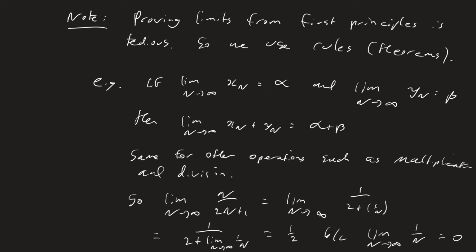This means that computing the limit of n on 2n plus 1 reduces to just computing the limit of 1 on n. And the limit of 1 on n is very easy to show is just 0. So once you've computed the limit of a few basic things, you can compute the limit of much more complicated things via this approach of bringing the limit from the outside to the inside.